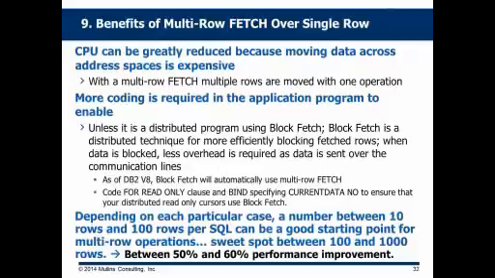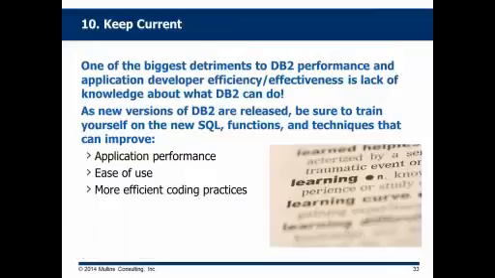Generally speaking, from the red books, it says you can get between 50 and 60% performance improvement. I've spoken to people who have done this and gotten extreme performance improvement in their batch applications. So where you've got a lot of data being read, it's a good idea to take a look at, can we move to multi-row fetch? And number 10, the last for the developers, is keep current.